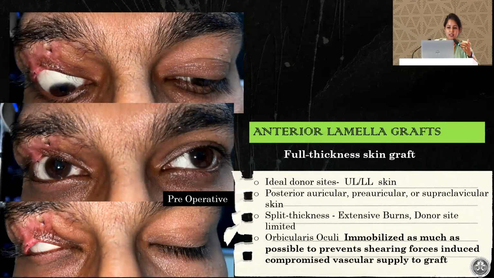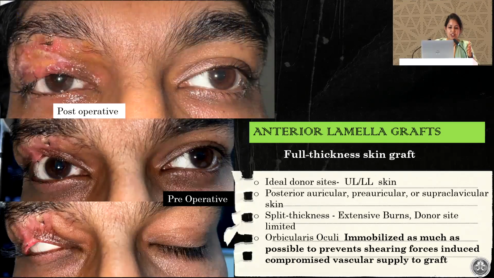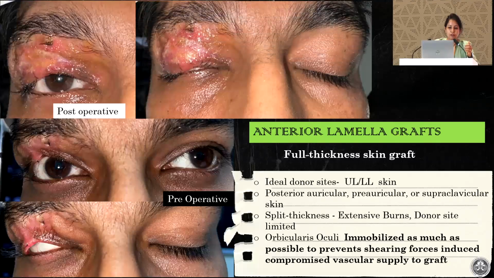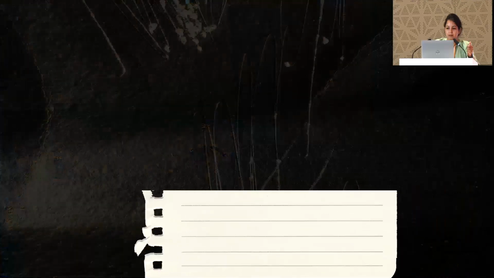Now coming to the scenario-based discussion. An essential concept for the graft, regardless of the lamella involved, is the principle of like for like. Like in this case, a young patient who presented with upper lid cicatricial ectropion and a localized notch underwent full thickness skin graft.